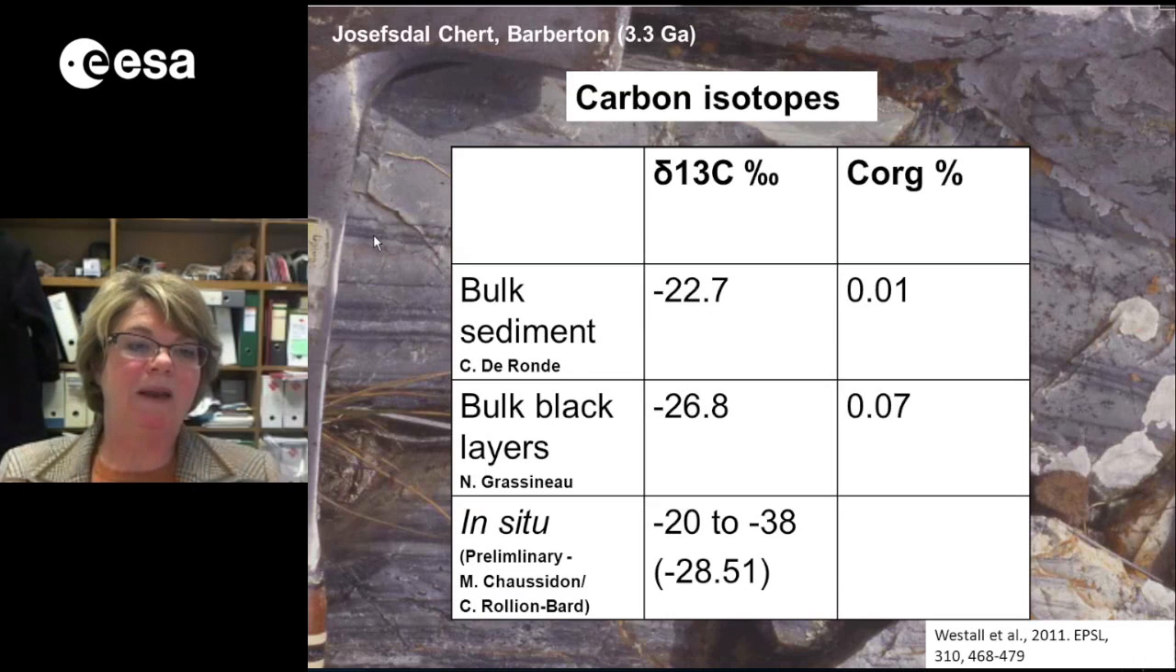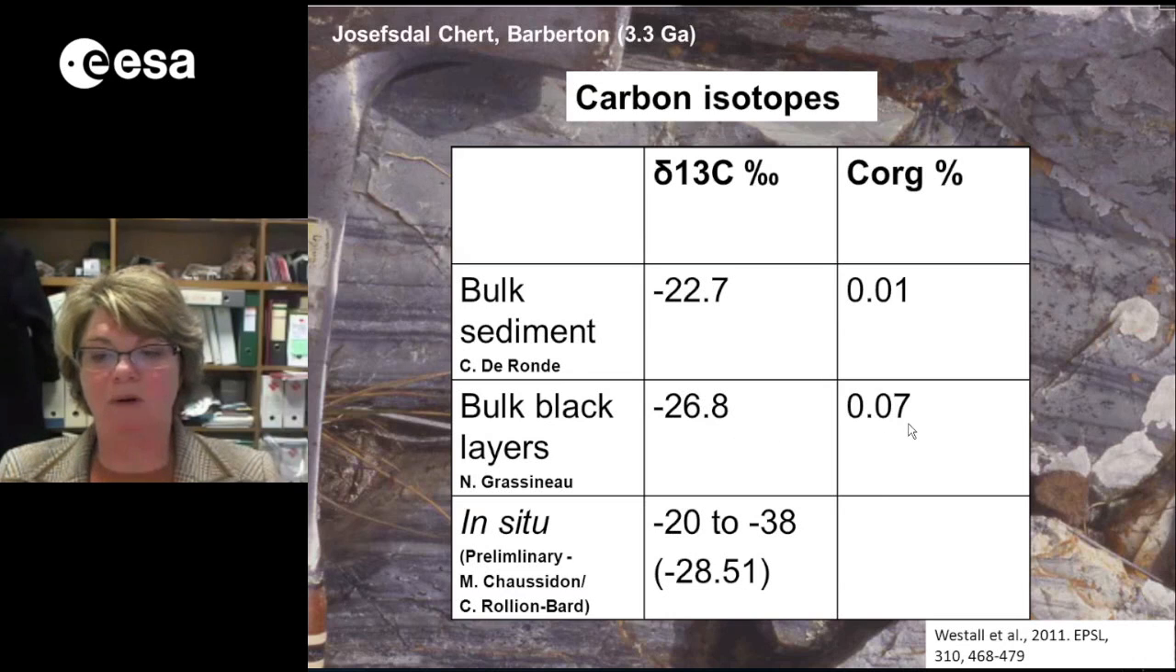If we take just the black carbon-rich layers in the rock, the organic carbon content is higher, 0.07%, and the black layers have a carbon signature of -26.8 per mil. These are values that are consistent with microbial fractionation. We have done some preliminary in situ work with Marc Chaussidon and Claire Rollion-Bard at the University of Nancy, and I've done this with Barbara Cavalazzi, who's now in Bologna. There we're getting a range of values from -20 to -38 per mil, with an average of -28 per mil.